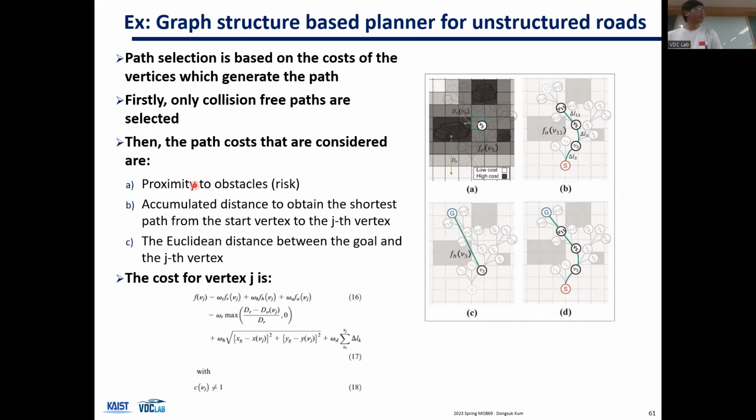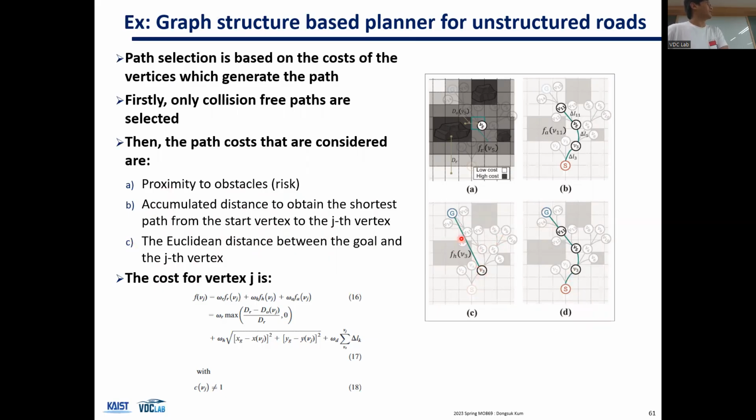So the path selection is based on the cost of the vertices of the graph. Firstly, the collision-free paths are selected, so you ignore nodes that are within the obstacle. And then the path cost that is considered depends on the proximity of the obstacle, which is based on risk. Then the accumulated distance, in order to obtain the shortest path from the starting vertex to the jth vertex, and then the equilibrium distance between the goal and the jth vertex. So to summarize, it will select the shortest path towards the goal that avoids the obstacles.